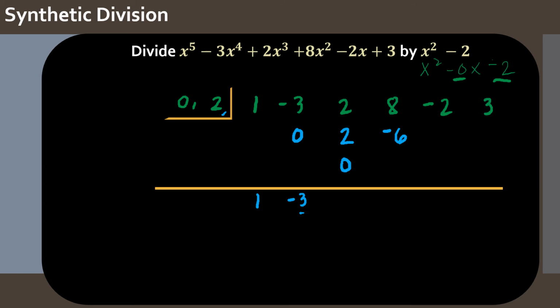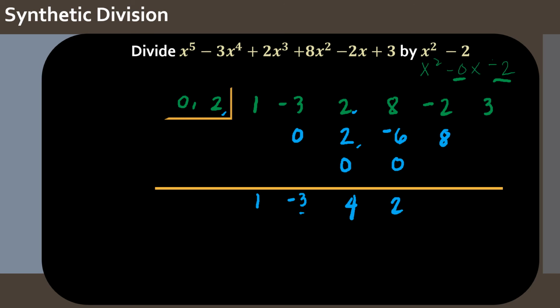I-add natin ang kasunod na column sa column ni negative 3. So we have 2 plus 2 is equal to 4. Now, we will multiply 4. 4 times 0 is equal to 0. And 4 times 2 is equal to positive 8. Ilalagay ulit natin dito sa kabila. And then add 8 plus negative 6 is equal to positive 2.